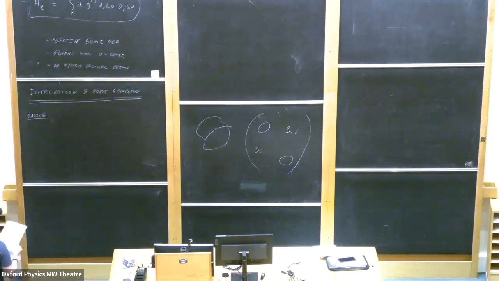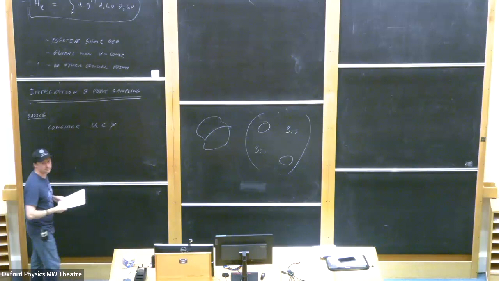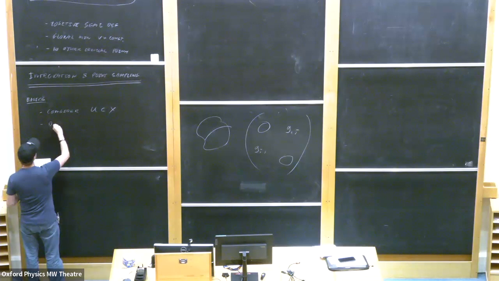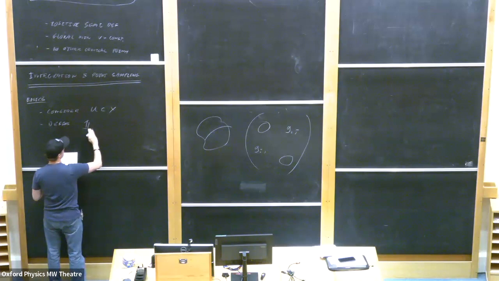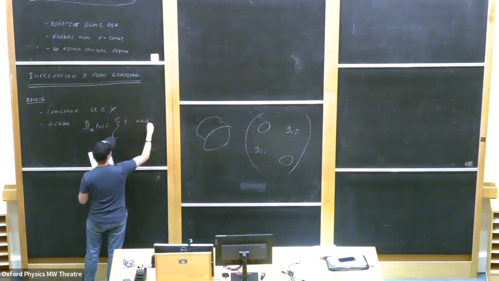So consider some open set U in some manifold X. And we're going to define a particular function, which I'm going to call this. Little x here is going to be a point. It's going to be one if our point is in the open set, and it's going to be zero if the point is not in the open set.